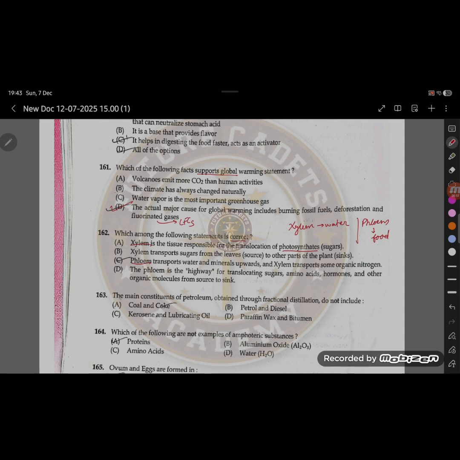Not at all, because photosynthates are produced in the process of photosynthesis, which takes place in leaves. So xylem could not be the tissue. Does it transport sugar? No, again it is not associated with sugars, and it could not be in leaves source. So A and B could not be your answers. Now C, phloem transports water and minerals. No, so not A, not B, not C. D would be the answer. Let's give it a read. The phloem is the highway for translocating sugars, amino acids, hormones, and other organic molecules from source to sink. Yes, this is the correct option.